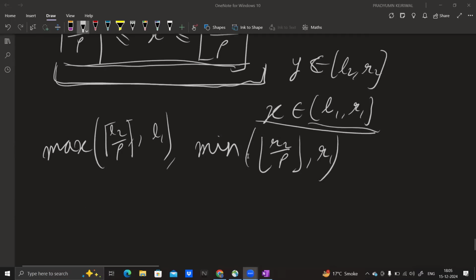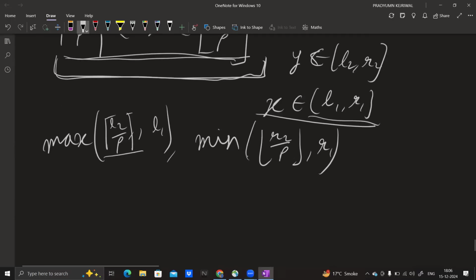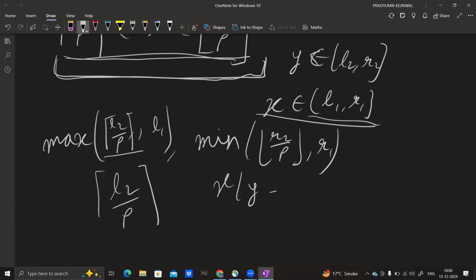Okay. And also there's one trick for taking the ceiling. Here we have to take the ceil of L2 by P, we want to find this. By default, if you do x by y in C++, it will give you the floor of x by y. I mean, for positive numbers, it will give the floor. So we can get that easily. But to get the ceiling, the trick here is that we can just do L2 plus P minus 1, divided by P. This will give you the ceiling. This is a nice trick that you can use.